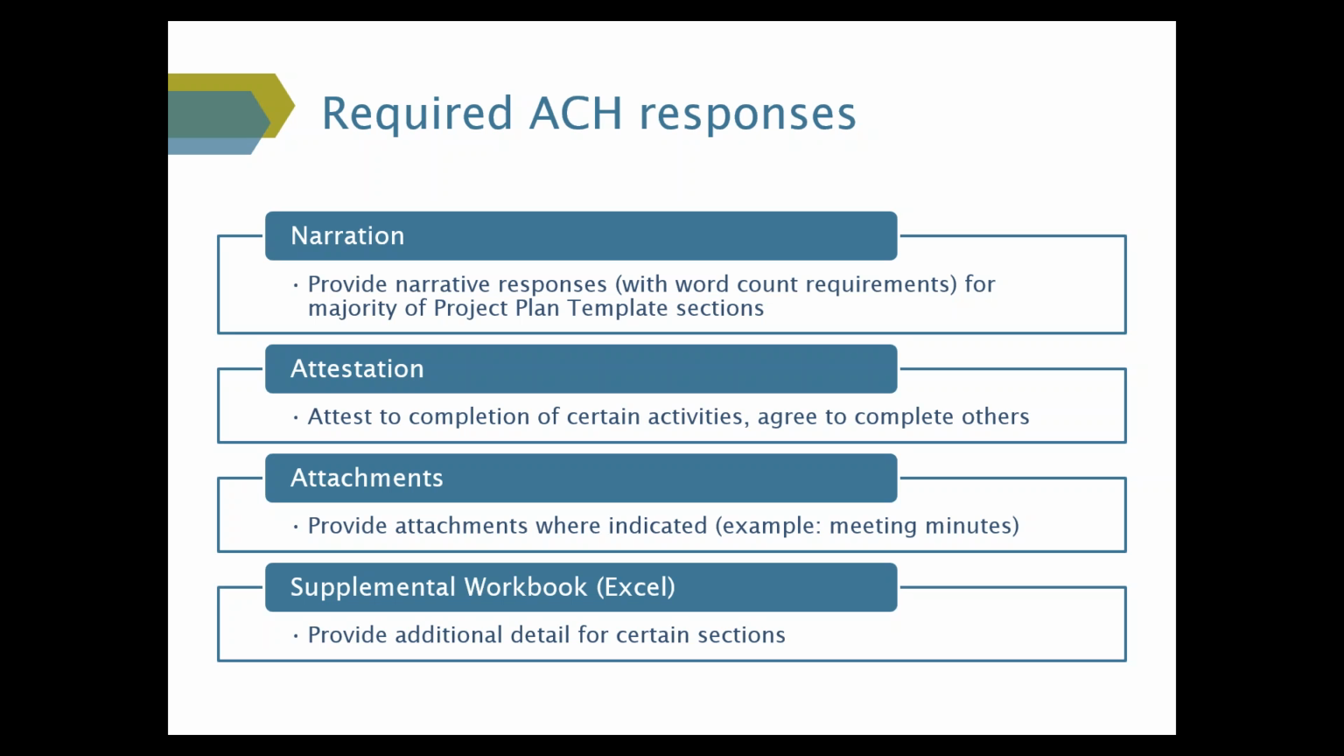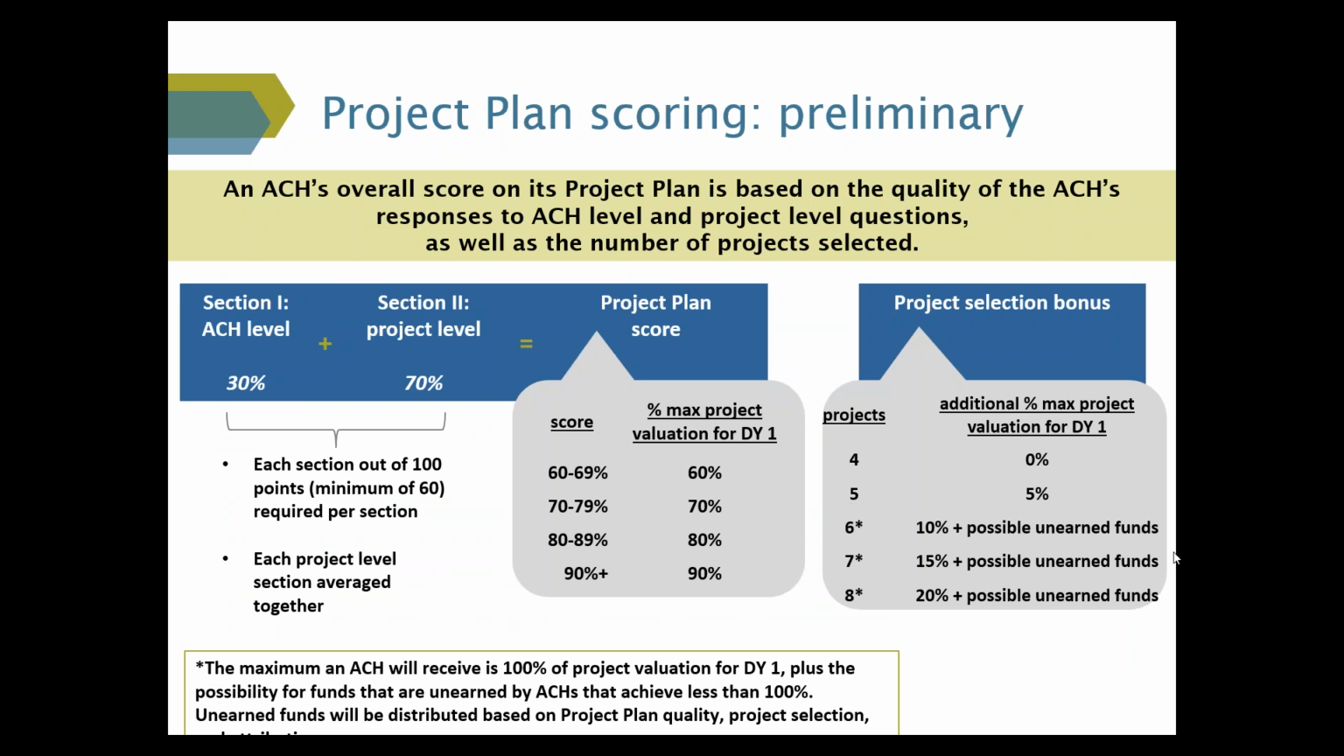All right, so finally, I wanted to move to the next slide here to provide some of the preliminary thinking around the project plan scoring. And then we'll talk a little bit about how that project plan scoring relates to the incentive funds that are released at the end of the year. So in terms of this project plan that we just reviewed and how it will be scored, the project plan scoring itself is going to be based on several factors. It will be based on the quality of the responses provided by the ACH, both on that Section 1 ACH level as well as on that Section 2 project level.